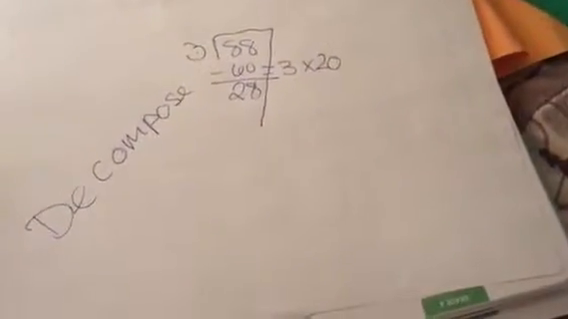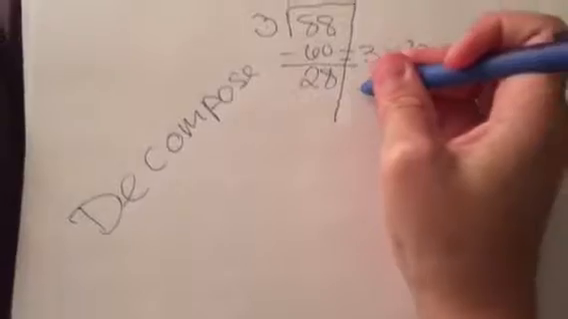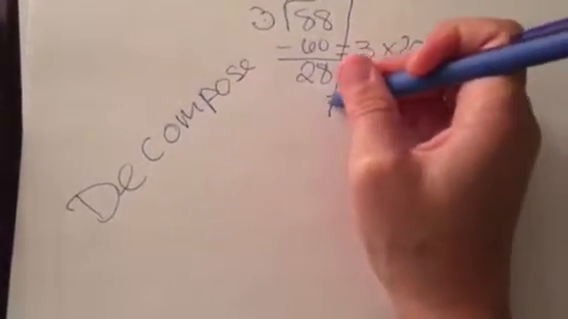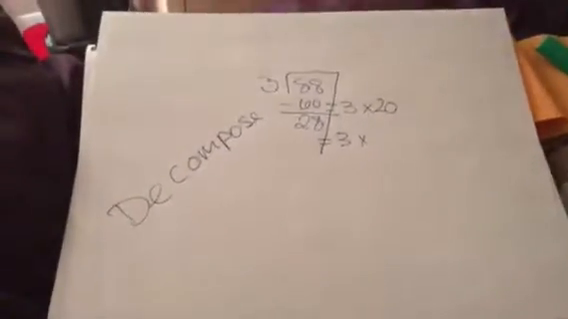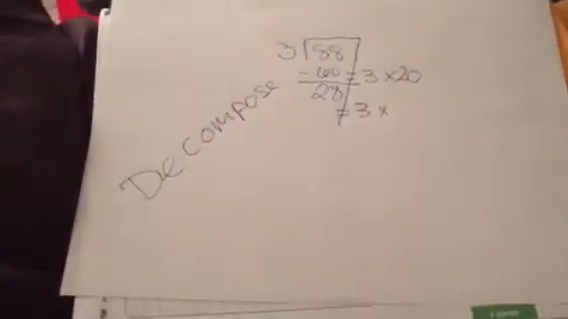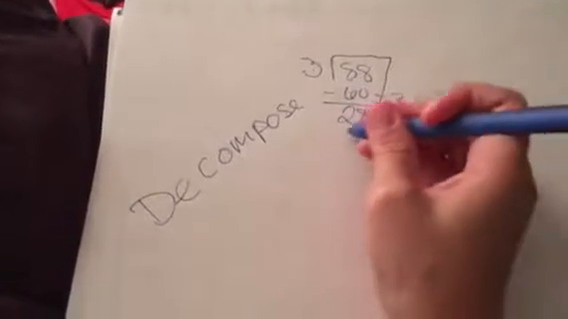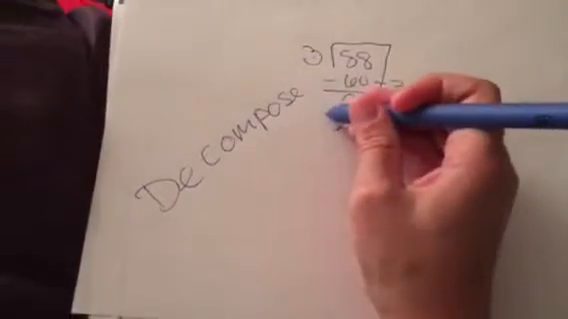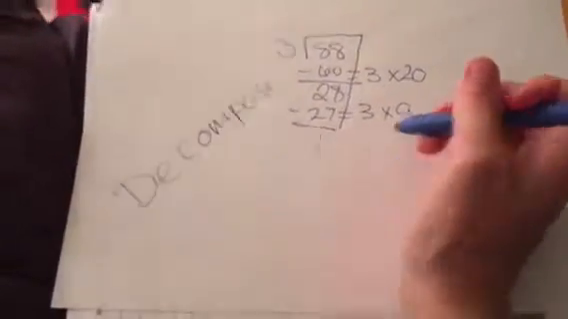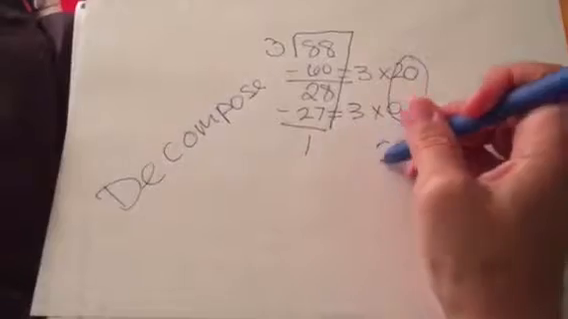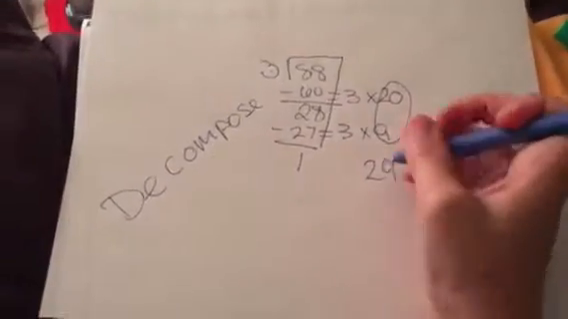Here we go. I still need to decompose this. 3 times what is going to be able to decompose 28? Make it smaller. I know that 3 times 9 is 27. So I'm going to take 27 from 28. And I'm going to get 1. Now what I need to do is add these 2 up over here. I get 29. Remainder 1. Simple?